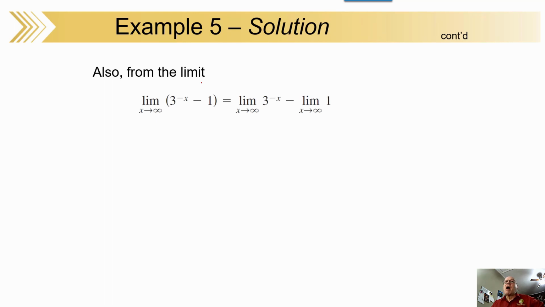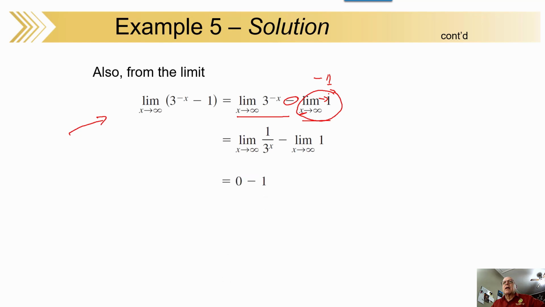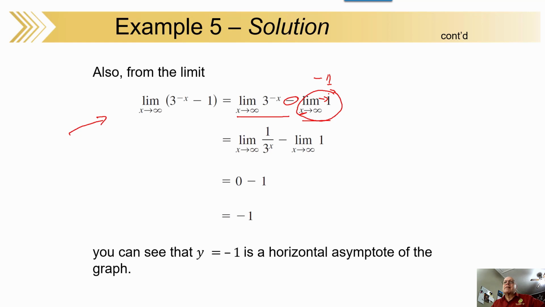Now for the limit. If you want to get the limit, remember, one of the properties is you can split these two: the limit of 3 to the minus x and the limit of 1. Of course, the 1 isn't affected by what x is doing, so this is just a minus 1. The minus because of this, and the 1 because that's a constant. And the 3 to the minus x, rewrite as 1 over 3 to the x, and you've got your answer. That gives you the horizontal asymptote, because this tells you what this function is doing when x gets bigger and bigger. It's getting close to negative 1.